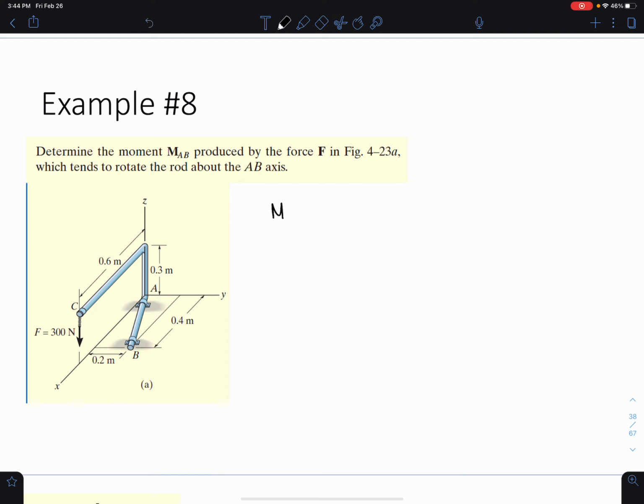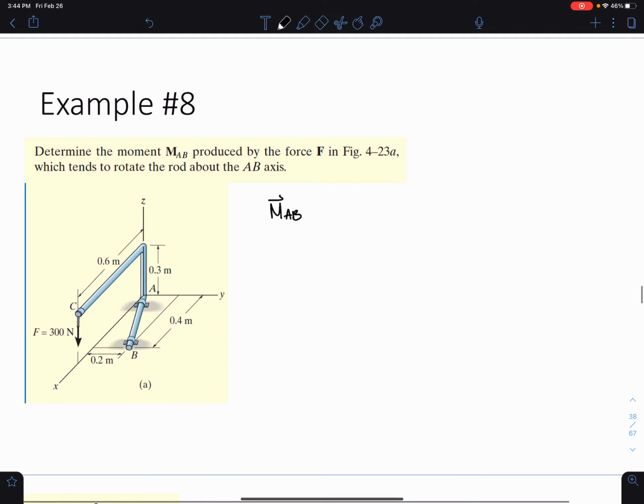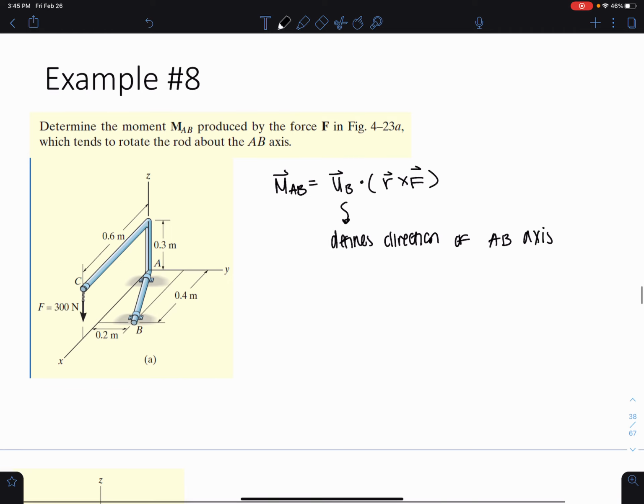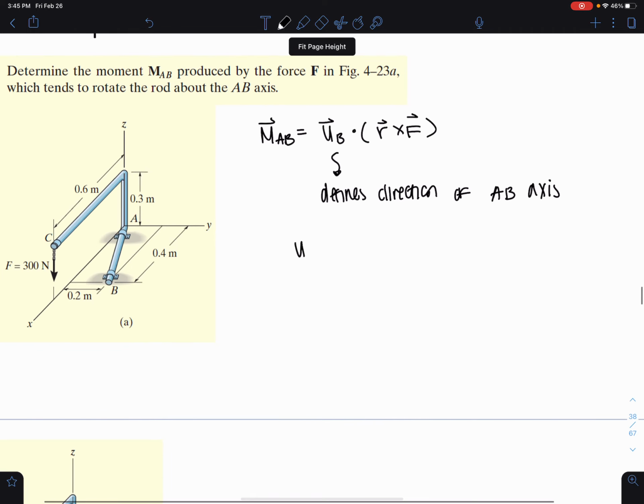So, okay. MAB is equal to the unit vector at B multiplied by the cross product of R and F. And again, this unit vector defines the direction of the AB axis, which we don't know. So we're going to start with that actually. We're going to start with the unit vector in the B direction.